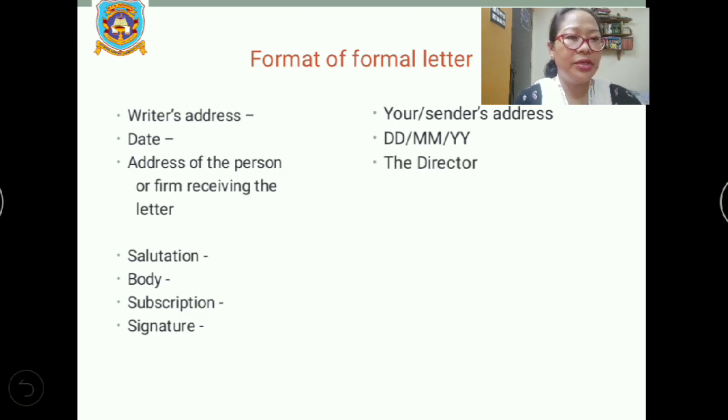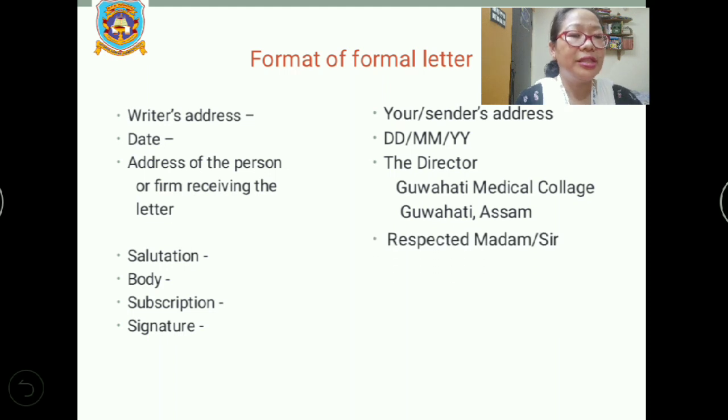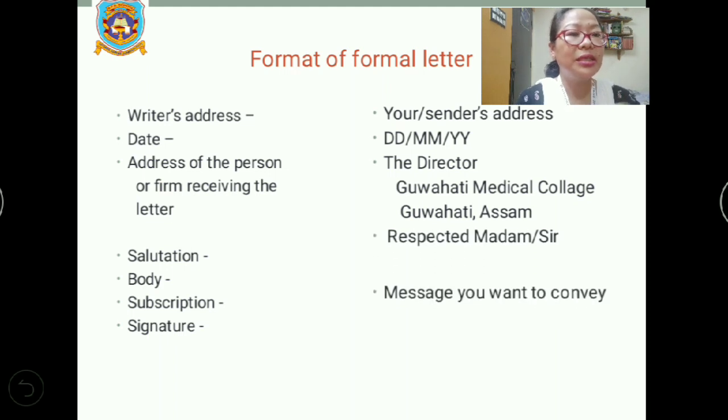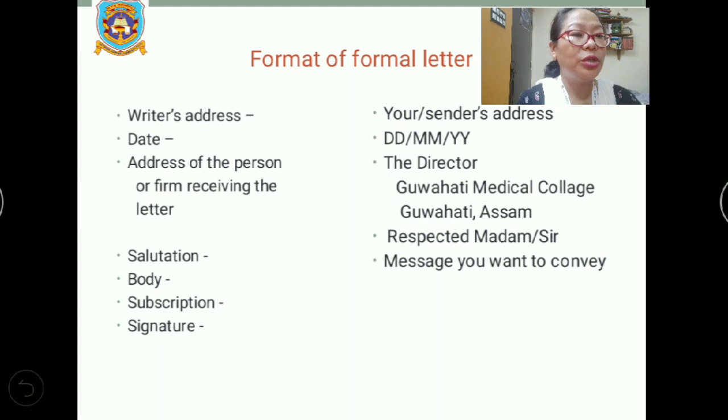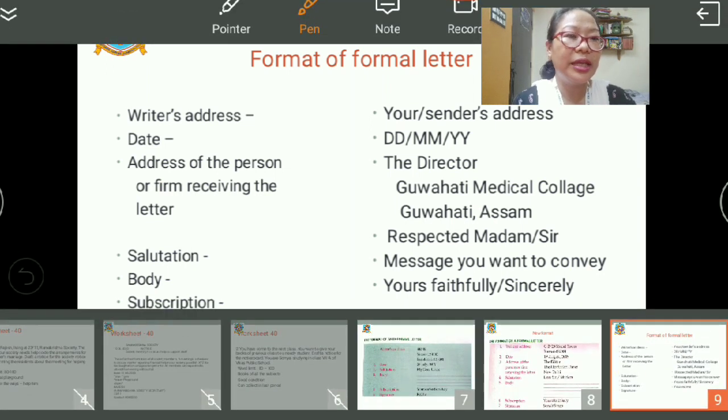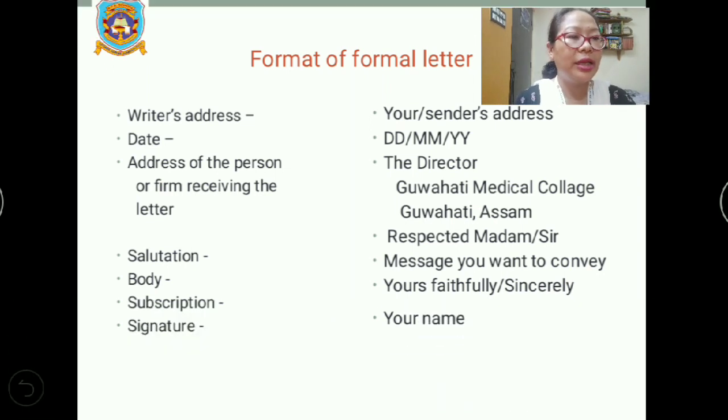Then the recipient's address. Suppose you're writing a letter to the director of the Guwahati Medical College, we write that, and then we write Respected Madam/Sir. Then the message which you want to convey will be the body of the letter. Then the subscription would be Yours faithfully or Yours sincerely, and at the end will be your name.